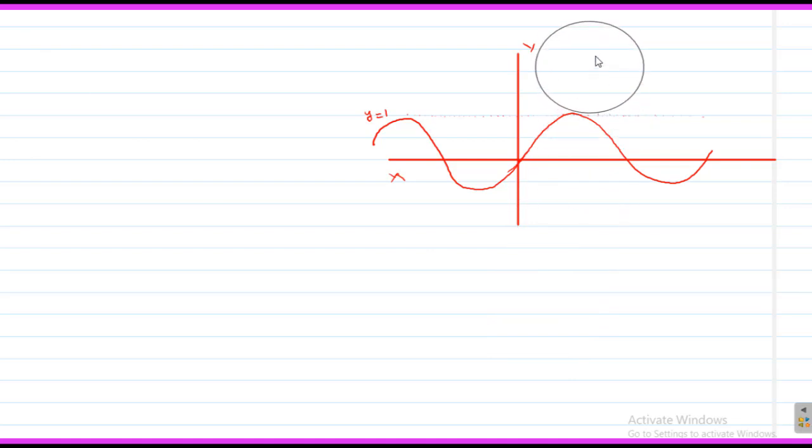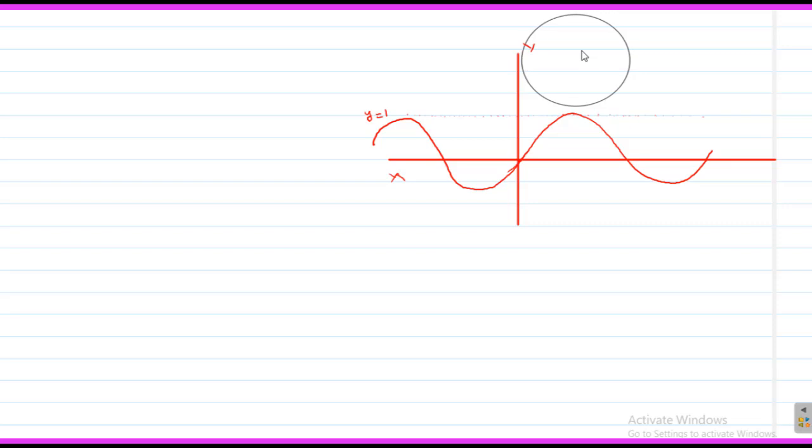Okay students, observe here. This is the y-axis, this is the x-axis. This is the line y equal to 1, a line parallel to the x-axis and 1 unit from the x-axis. Okay, so first of all, I want to draw the graph of the sine function here. So this is the graph of the sine function. Next, a circle and the sine function are given on the same plane. Observe here.